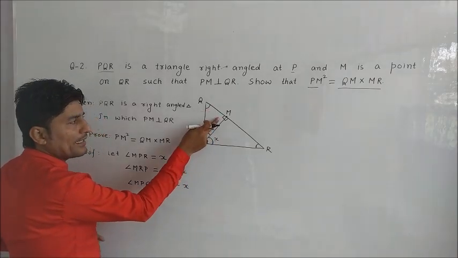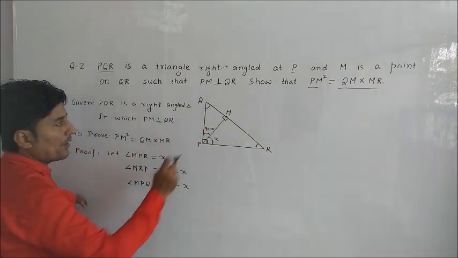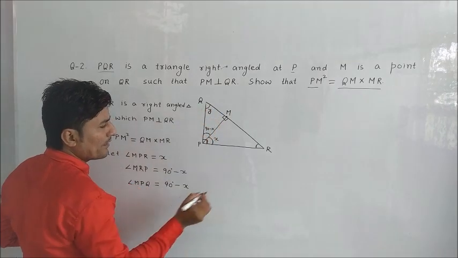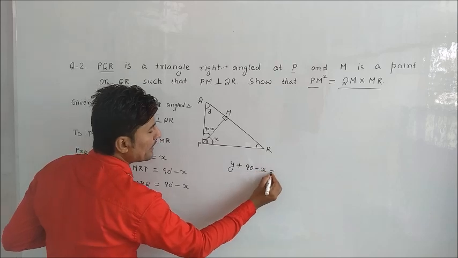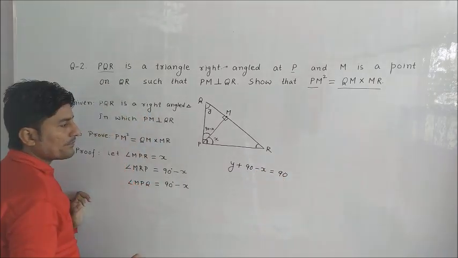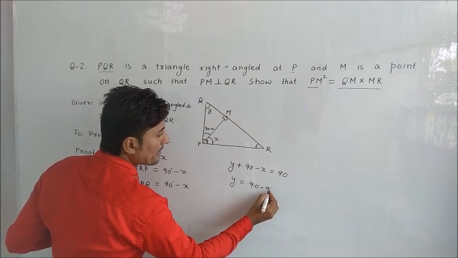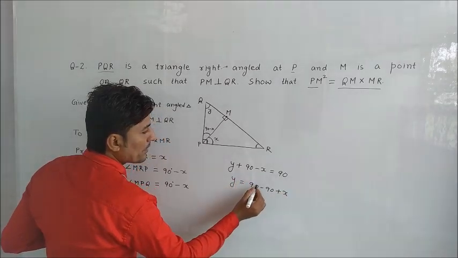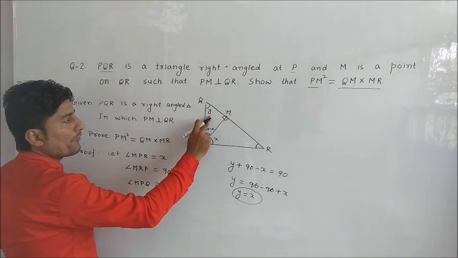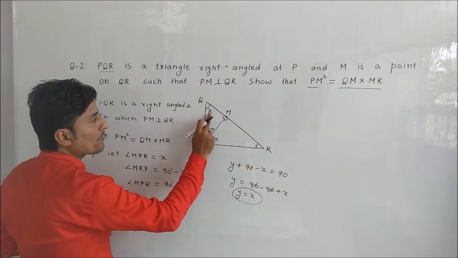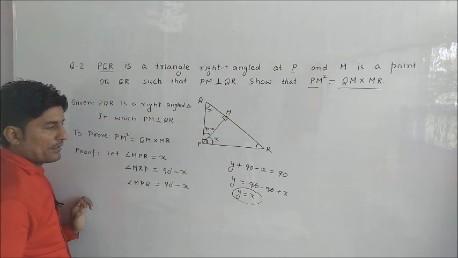Because the sum of these two angles will be equals to 90 degree. So suppose the name of this angle I have taken y. So y plus 90 minus x is equals to 90 degree. So here we can write y is equals to 90 minus 90 plus x. So 90 and 90 both will cancel. So y is equals to x. Hence the measurement of this angle is equals to x. So here instead of writing another variable, we can use the same variable x.